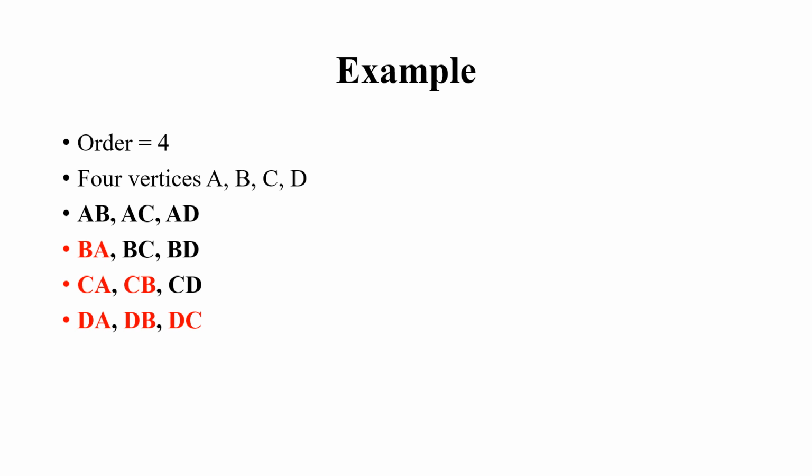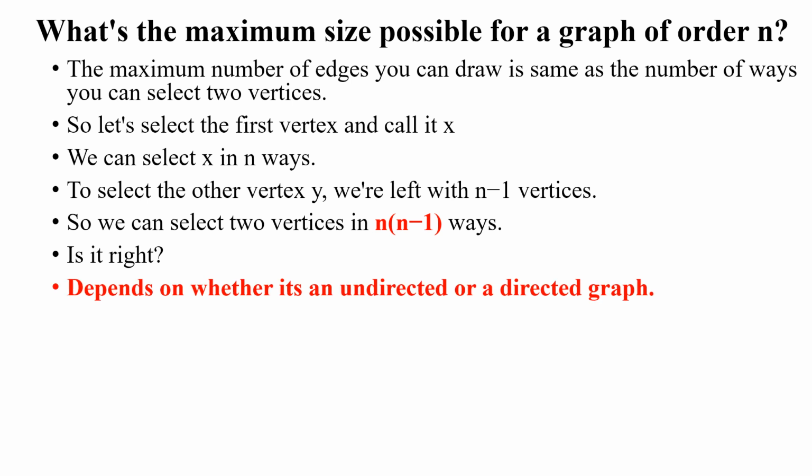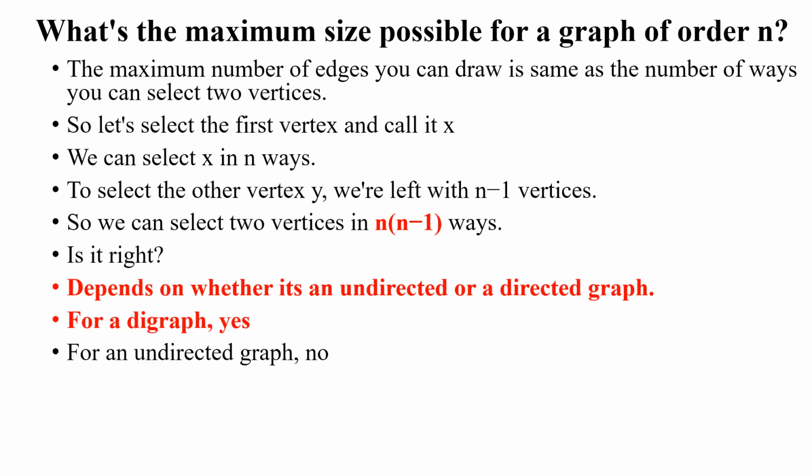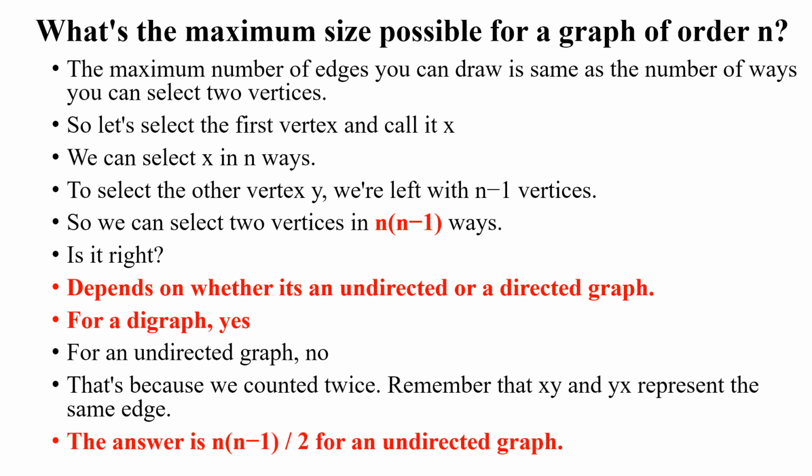So if it is an undirected graph, the answer is twice the correct answer, and if it is a directed graph, then the answer is correct, right? So whether it is right depends on the type of the graph, whether it is undirected or directed. For a digraph, yes, the answer is n into n minus 1. But for an undirected graph, no, because we are calculating each edge twice, and therefore it will be n into n minus 1 by 2 for an undirected graph.